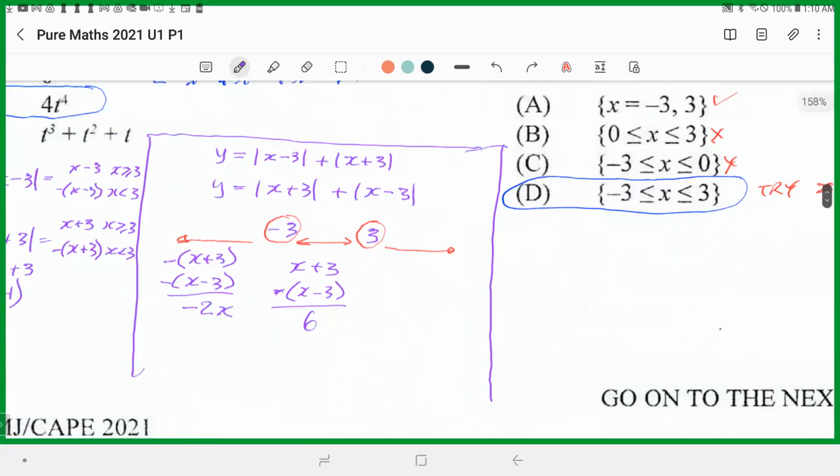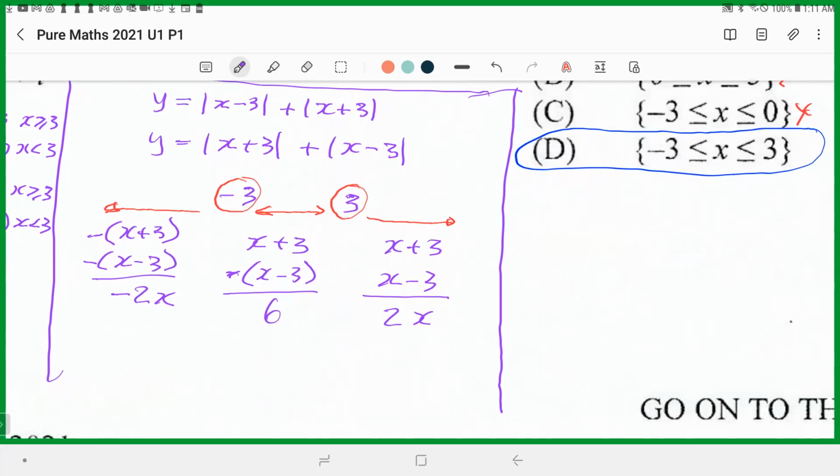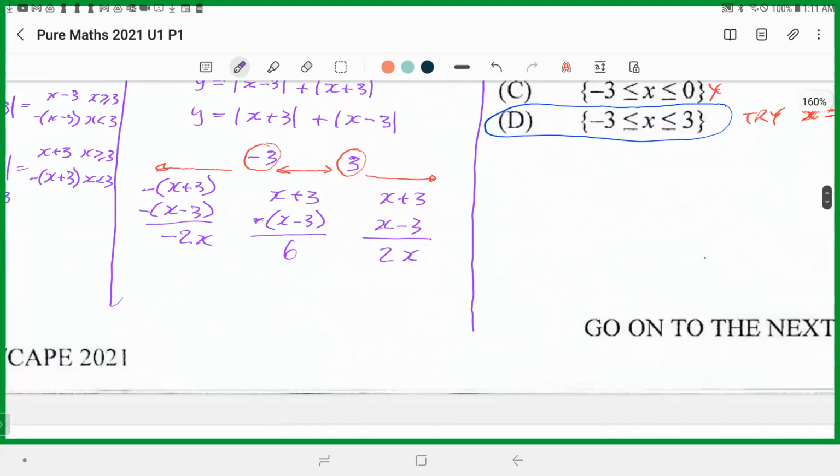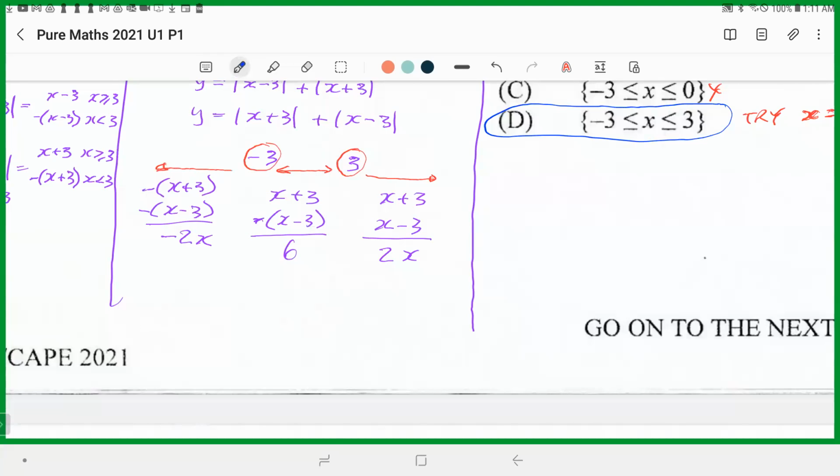And now, to the right of 3, both of them remain as they are. So this stays as x plus 3 on the right of 3, and this stays as x minus 3 on the right of 3, and they add to 2x. So if I'm sketching this graph now, based on this information, I'm going to sketch it right here. This will be my y-axis.